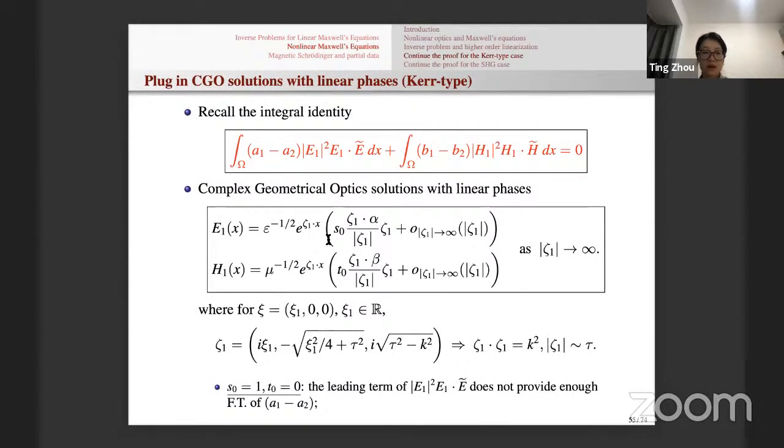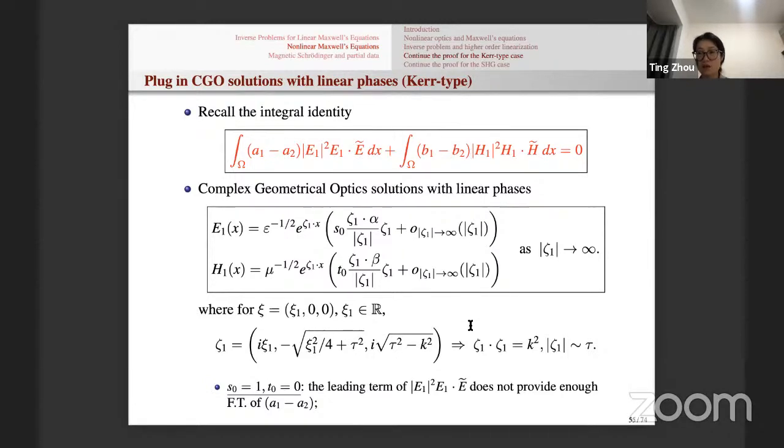Okay, I put S0, T0 here. Also, you have the freedom to choose them to promote the electric field or the magnetic field, by choosing S0 being 1, T0 being 0. So you can do that in order to get rid of one term in order to recover A1 minus A2, or get rid of the first term to recover B1 minus B2.